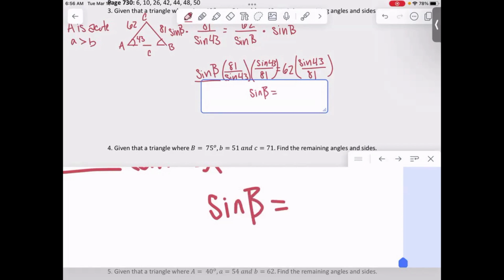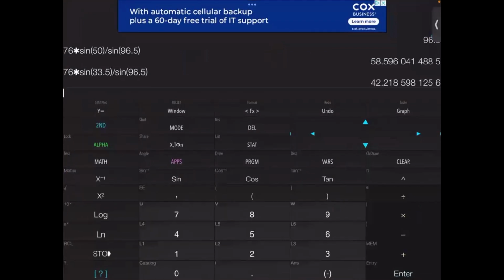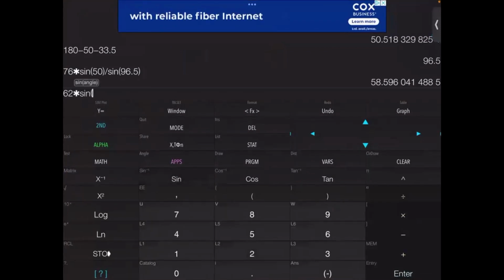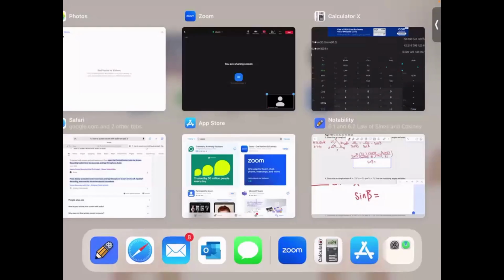And you need to use your calculator to do this. 62 times the sine of 43 divided by 81. We get 0.52. Does that sound right? Yeah. Cool.